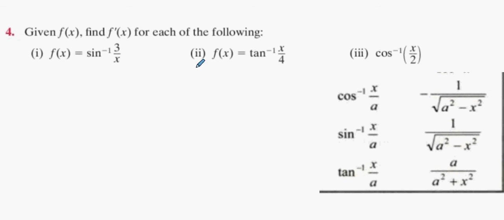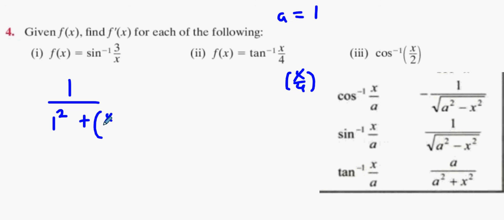Okay. Golden rule, a equals 1. You get 1 over 1 squared. Instead of x, you have x over 4, don't you? So you put x over 4 squared. Is that cool, you guys? Now, the next thing is differentiate the x over 4. 1 quarter. Everybody happy with 1 quarter? If it was 2x, the answer would be 2. It's 1 quarter x, so the answer should be a quarter.